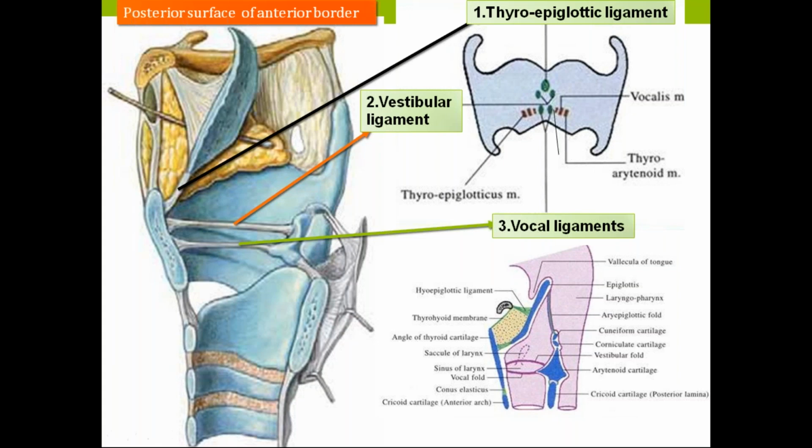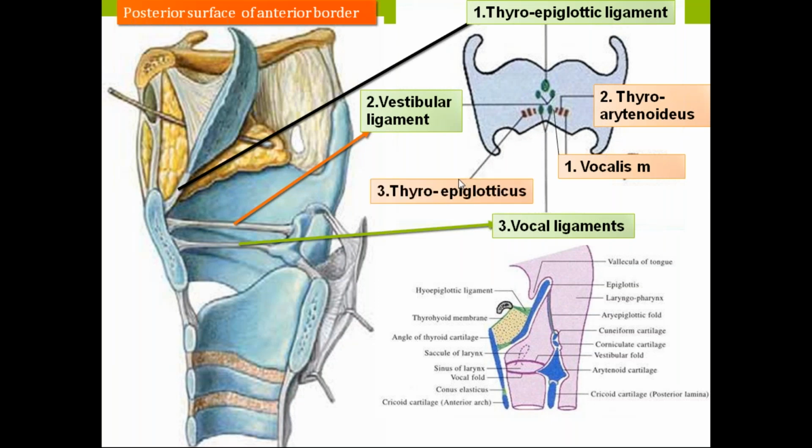And also it gives attachment to three muscles. What are the three muscles? The first muscle here is the vocalis muscle. See, this is the vocal ligament medially. So next to the vocal ligament, you can see the first muscle here is the vocalis muscle. Then the second muscle here is the thyroarytenoid. That means between the thyroid and arytenoid cartilage. And the third muscle is the thyroepiglotticus muscle.